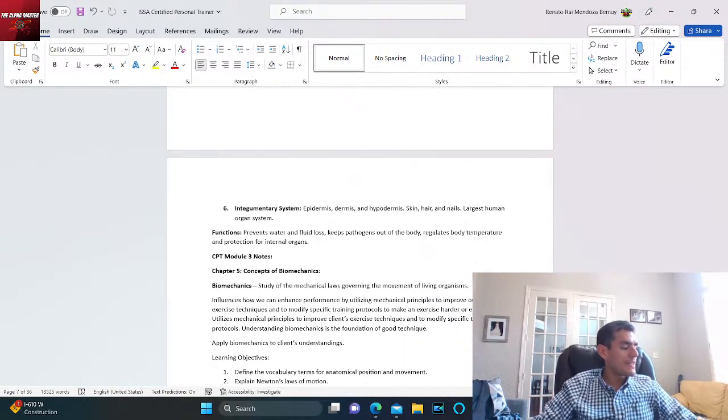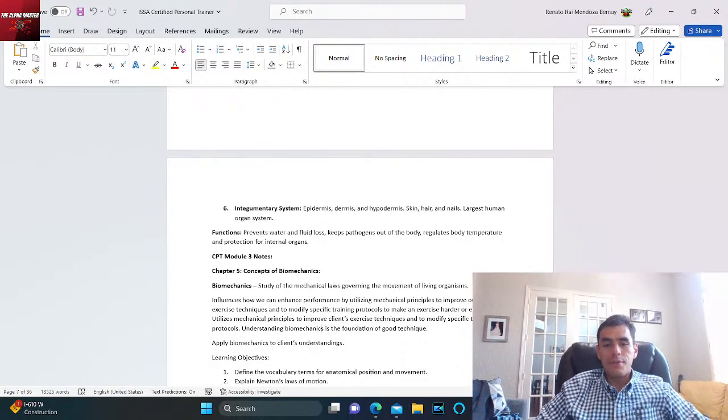It influences how we enhance performance by utilizing mechanical principles to improve our clients' exercise techniques and to modify specific training protocols to make an exercise harder or easier. Understanding biomechanics is the foundation of good technique.